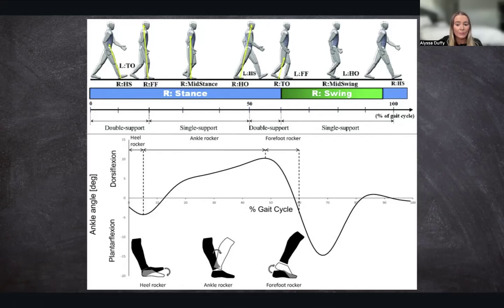This was followed by a rapid transition to plantar flexion, 20 degrees, during pre-swing, corresponding to the push-off phase. During swing, the ankle returned to a neutral or slightly dorsiflexed position to allow for toe clearance.